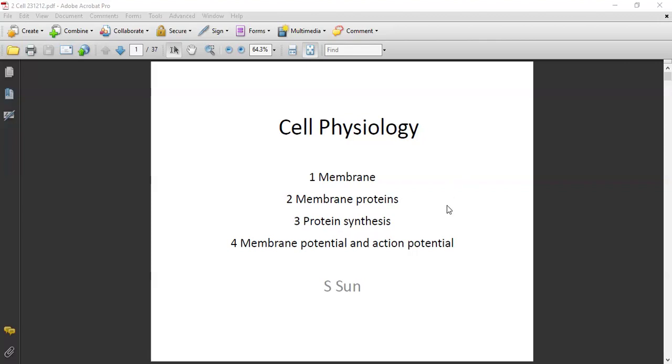So from this entire lecture, we will probably have 3 or 4 portions. Then hopefully you will learn about cell function, DNA synthesis, protein synthesis, and membrane protein and the membrane potential.